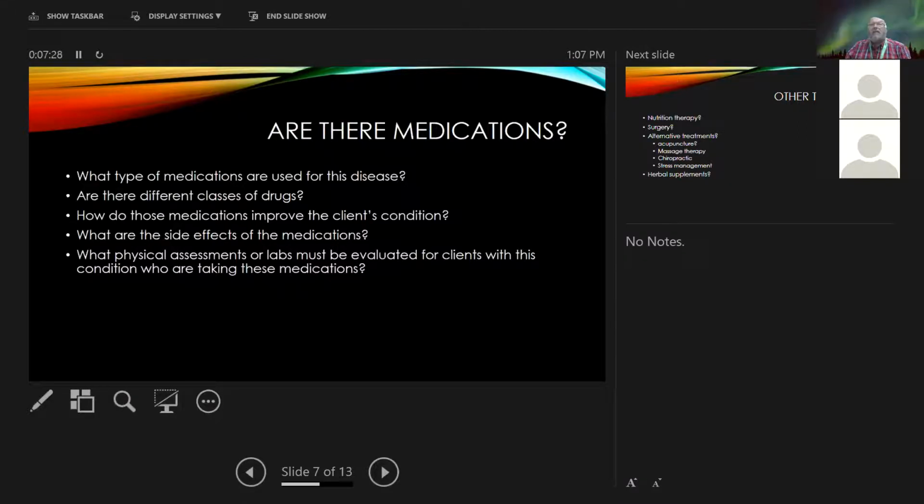What physical assessments or labs must be evaluated for clients with this condition who are taking these medications? So what are you going to look for? That's what you're going to look at. And you want to make sure that you go over the medications with the client and make sure that they know when to take it and when to stop, when to call the doctor, all those kind of things, okay?